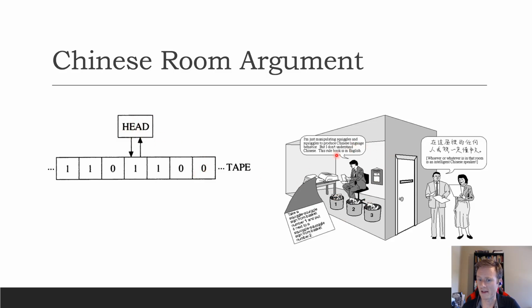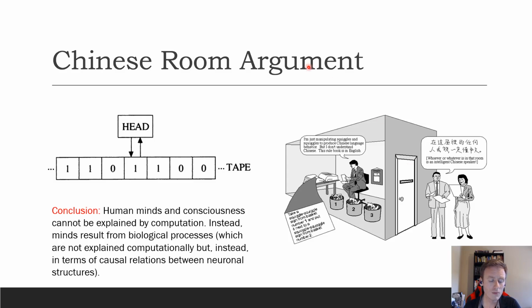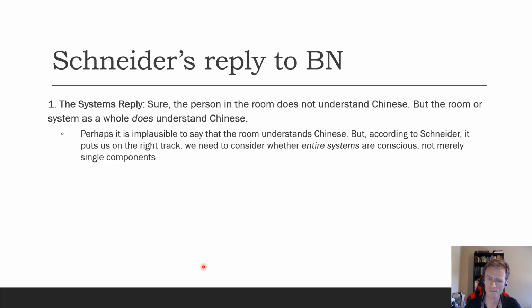That's very much like what this man in the room is doing. Given the inputs from the outside, he's just taking the symbols out of one bin, concatenating them together, and spitting them out of the hole again. Very much like a computer. So Searle's conclusion from the thought experiment is that human minds and consciousness cannot be explained by computation. This is computation. Instead, minds result from biological processes, which are not explained computationally but instead in terms of causal relations between neuronal structures, just like we saw.